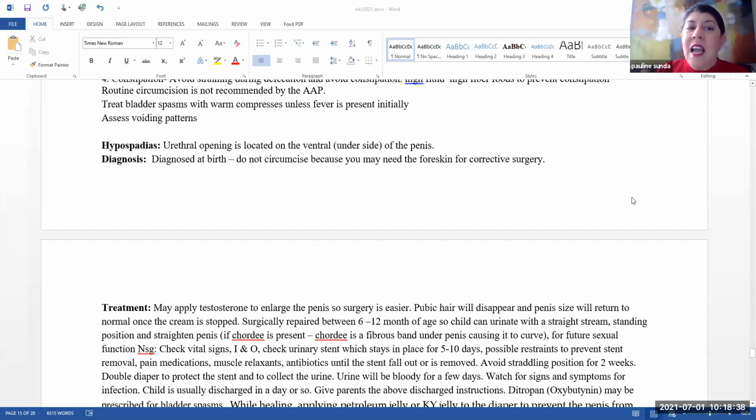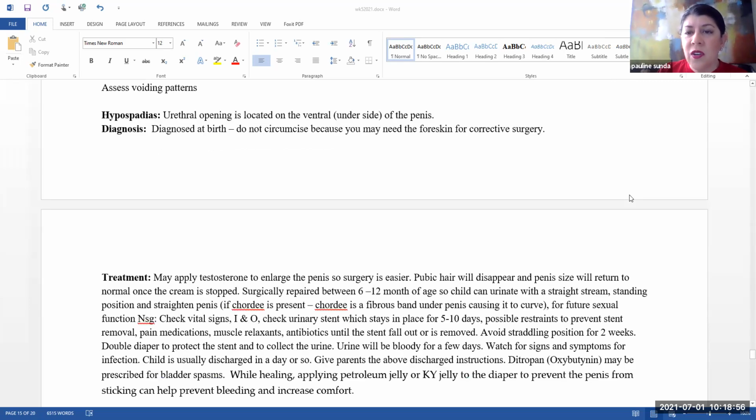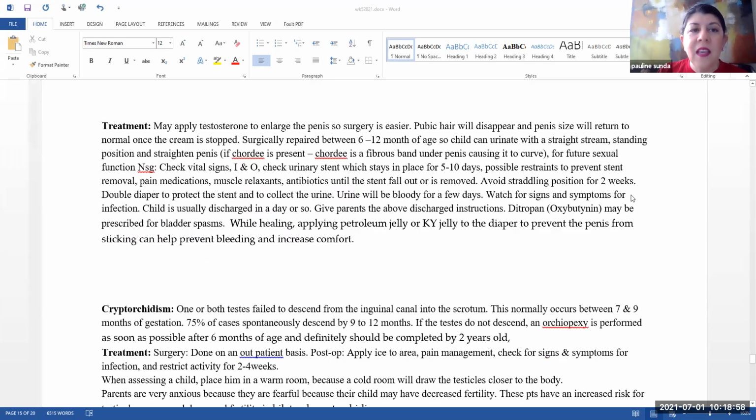Next, we're going to talk about hypospadias. And this is a birth defect. It is a urethral opening located on the underside or the ventral side of the penis. The diagnosis, this is diagnosed at birth. We do not circumcise this child because you may need the foreskin for corrective surgery.